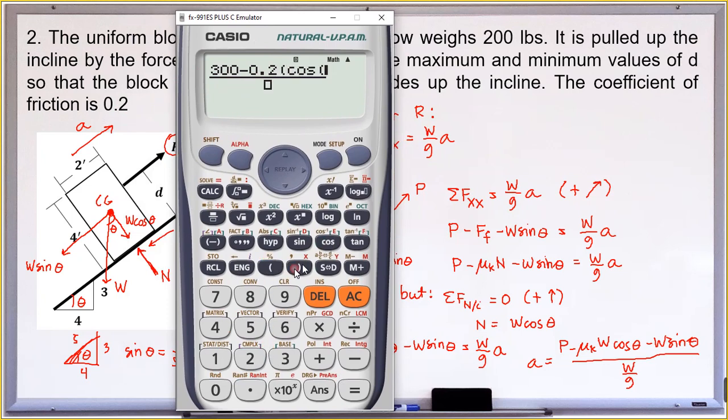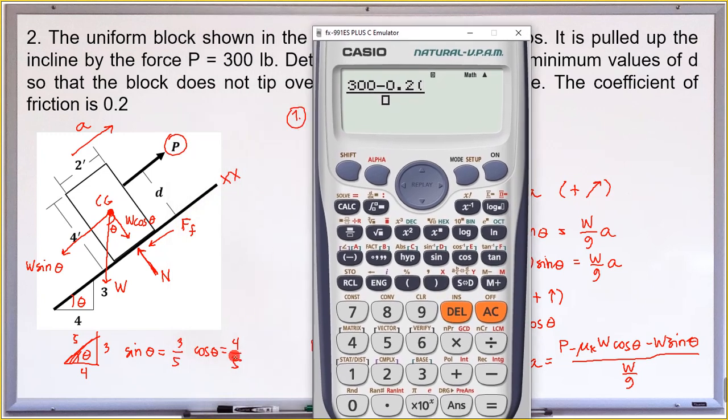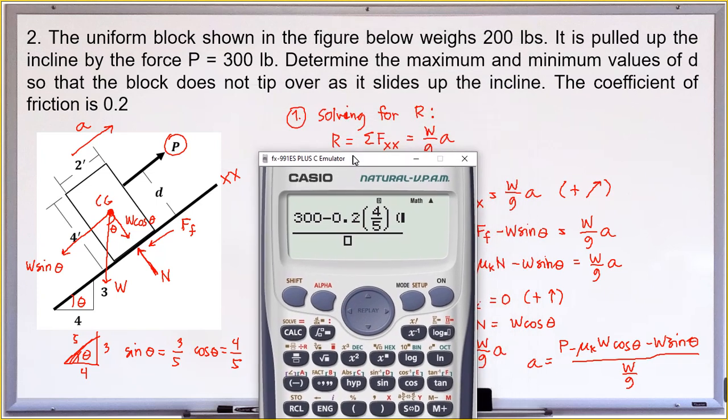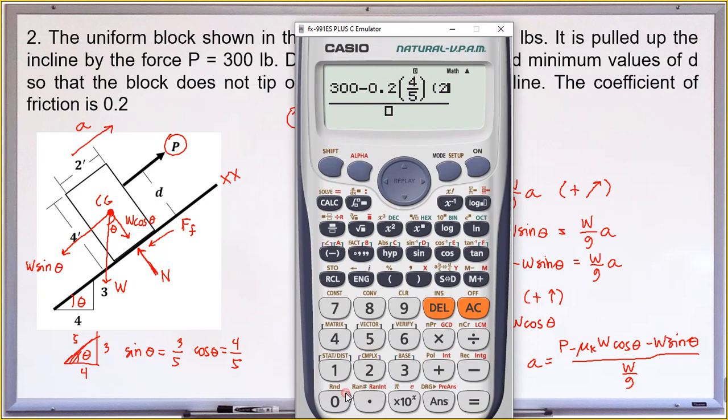Then cosine theta is 4/5, so 4 over 5. And then, okay, we forgot to include the weight. So, 200 minus weight times sine. So, sine theta is 3/5, so 3 over 5. Then divided by the weight, so another 200. Divided by the gravity, 32.2.